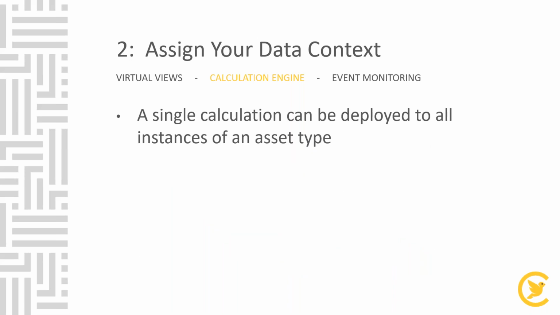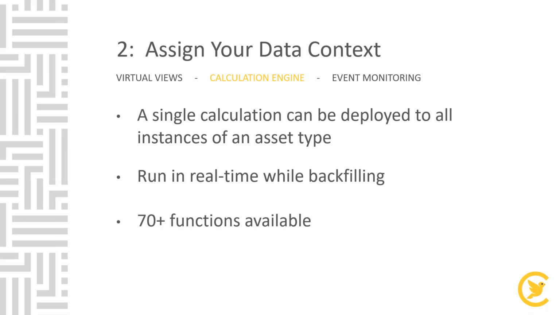Okay, a single calculation can be deployed to all instances of an asset type, run in real time while backfilling. 70 functions are available. This is talking about the functions. They have an in-house calculator. It used to go from version 1 to version 10, with some built-in calculations that you could hard program in while getting the data on. Now, as of version 21 today, they have a very useful scientific calculator that you can pop up anytime from the screen, and then assign and add on a few data tags plus some of the industrial formulas that you want to add inside.